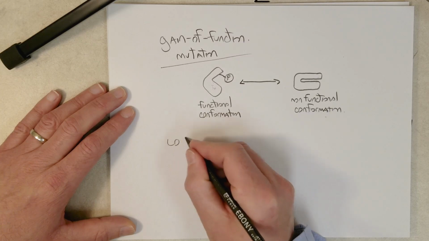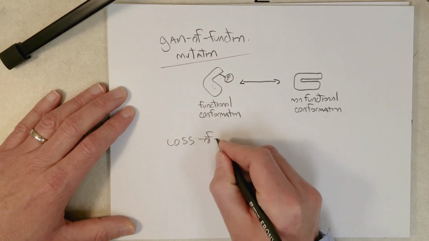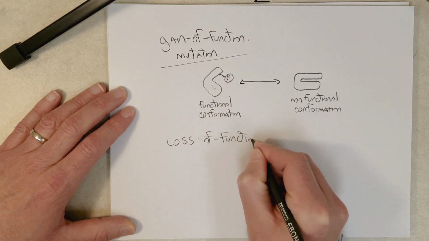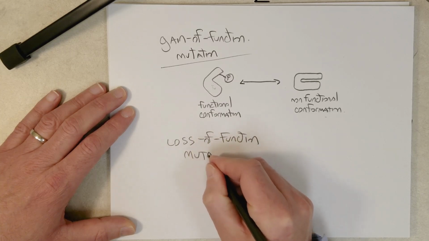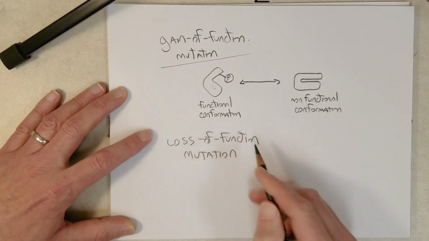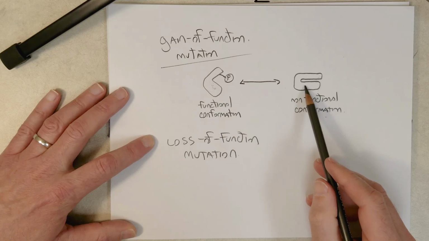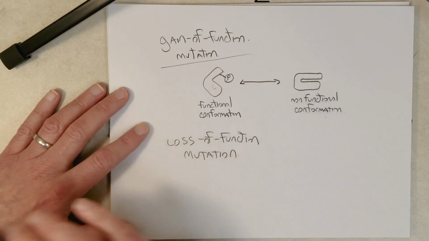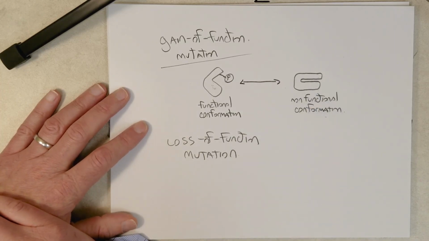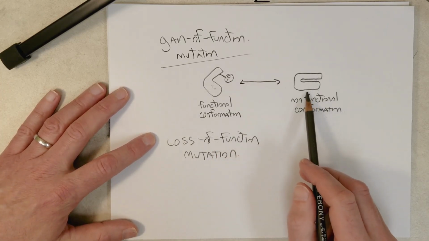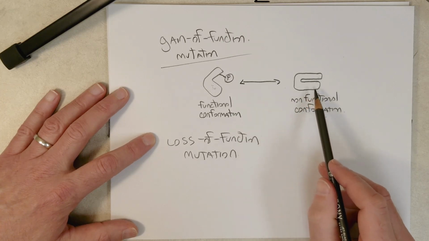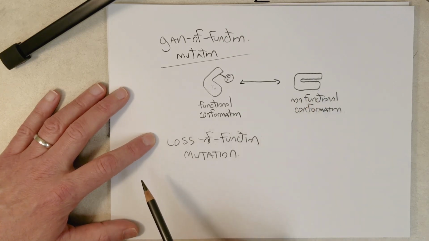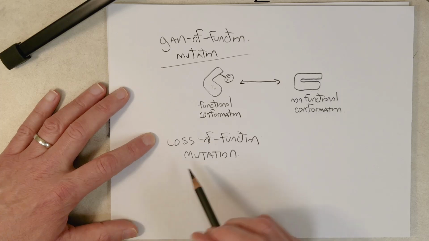Now you can imagine the opposite, loss of function. So a loss of function mutation would be any mutation, say in a gene, that changes an amino acid so the protein is locked in the non-functional conformation. It can never function. So that would be an example of a loss of function mutation, a mutation in an amino acid that locks the protein into a non-functional conformation.